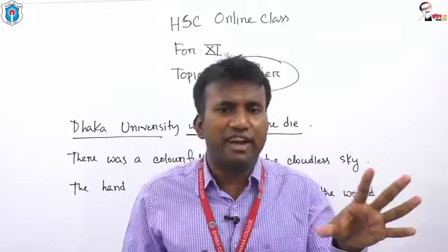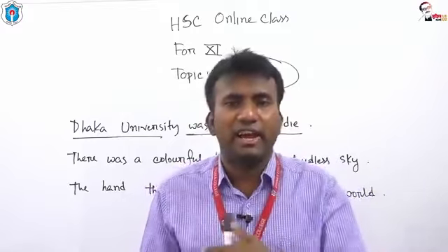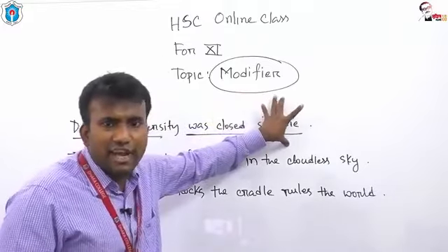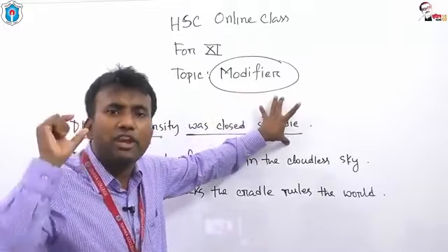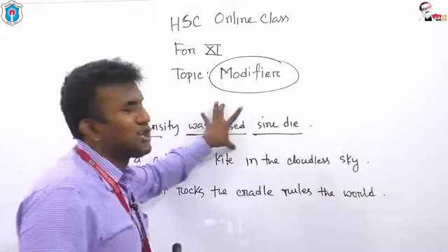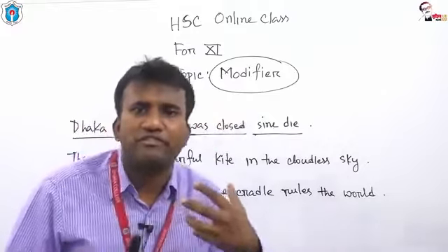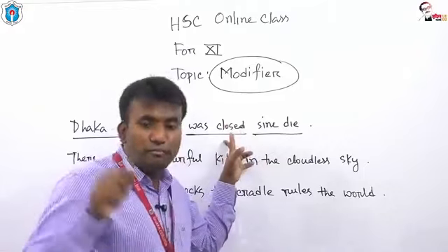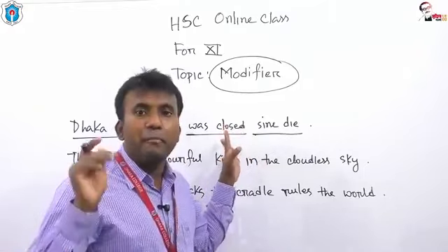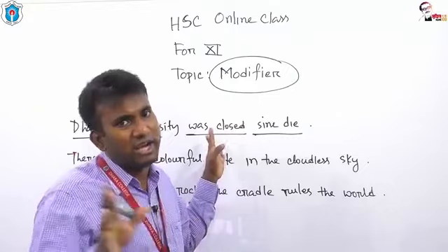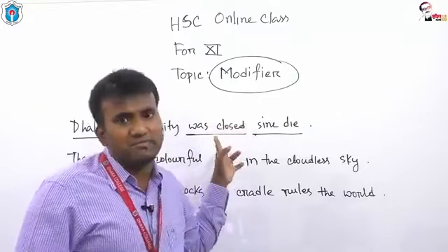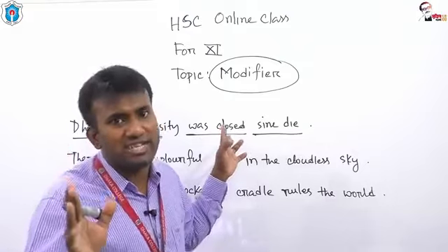are modified by adverb. Here, sine die is a phrase. This sine die modifies or qualifies was closed. Was closed belongs to the verb form. Closed is used here both as adjective and, you can say, verb. Closed is a form of verb, but it is working as a past participle. Past participle works as adjective.